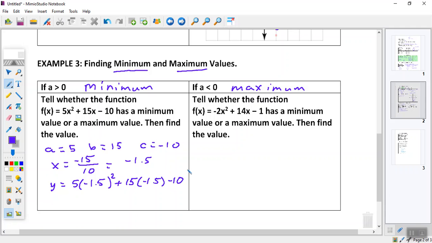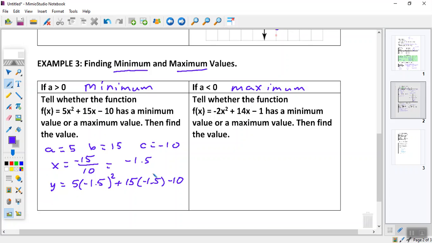I don't know, I can try and do that in my head. Do you want me to? Oh my gosh. Okay, now you're challenging me. That's not fair. So 2.25 times 5, so that'd be 11.25, right? Then minus 22.5. Do you get negative 22.5 when you punch that in like that?